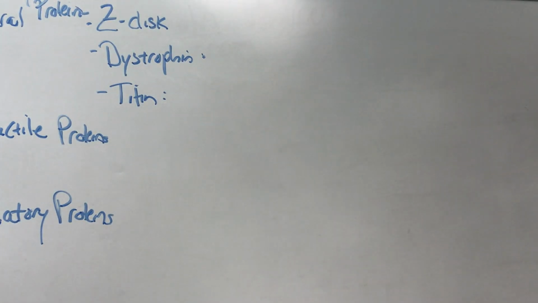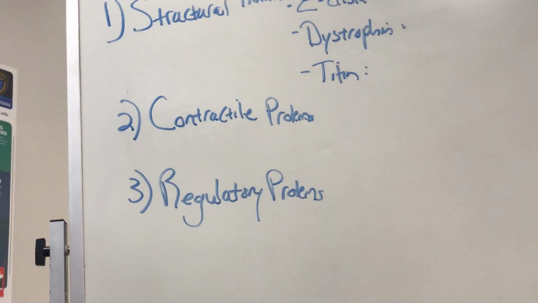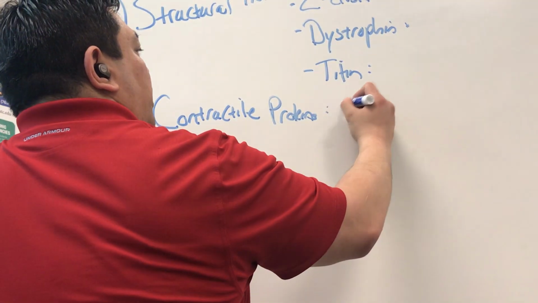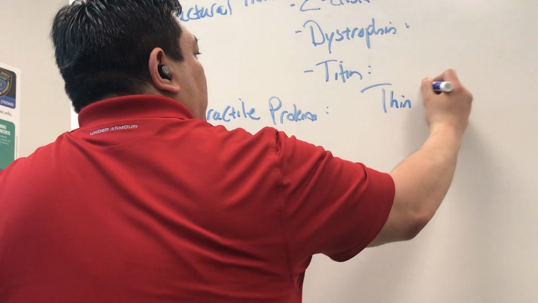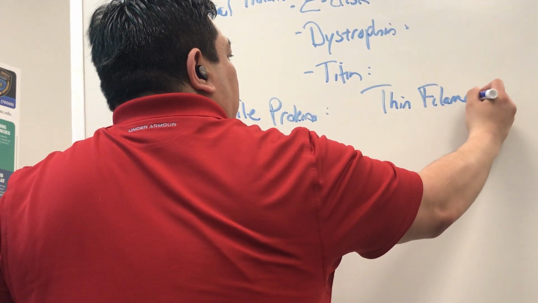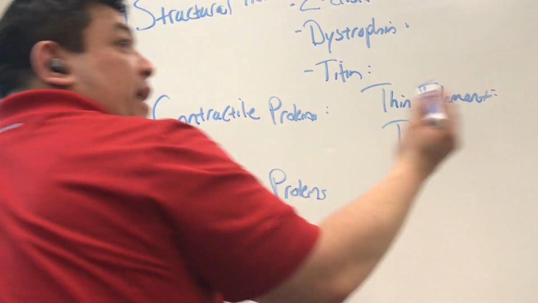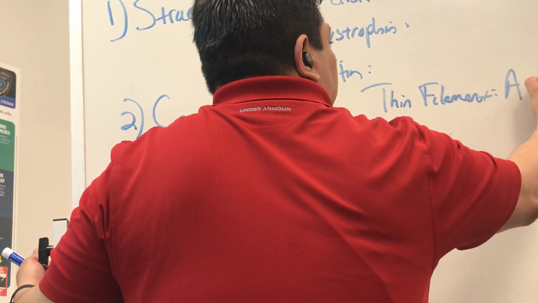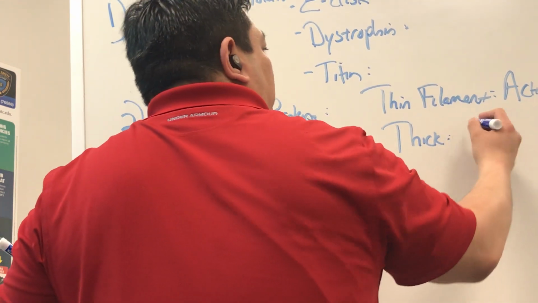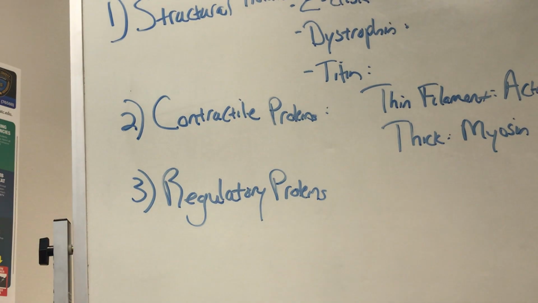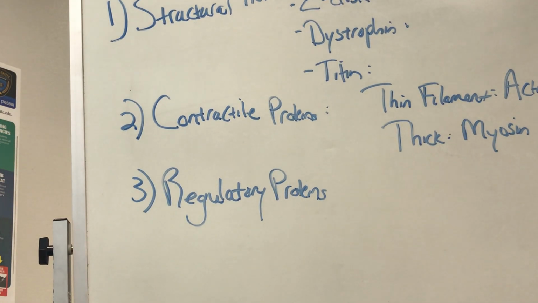All right, so we have the contractile proteins, and there are two versions of this. The contractile proteins are your thin filament and your thick. Right? Thin filament, actin. Thick filament, myosin. So you have so far 5 different proteins.